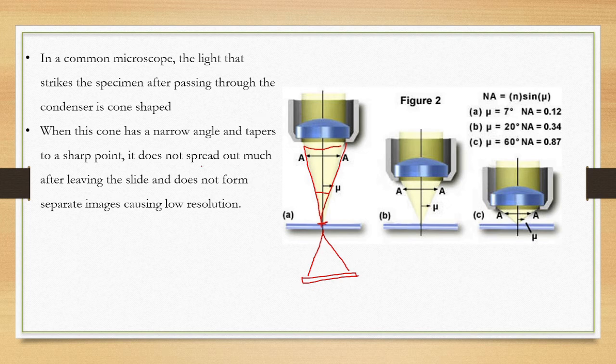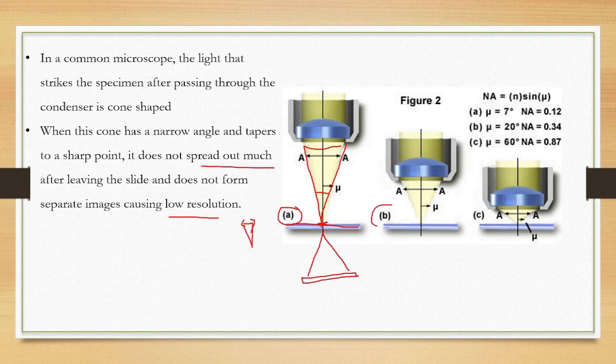and does not spread too much, after leaving the slide, this is a slide, it does not form a separate image, causing low resolution. That means if it is a low angle, that means less resolution. Resolution is not too much. You cannot see it as a separate image. So this is the case of the picture A.